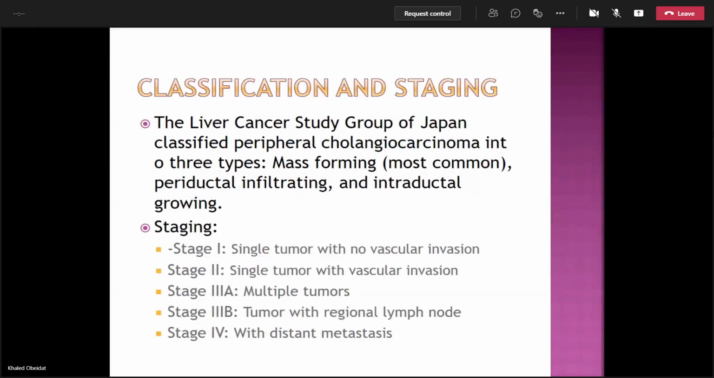This is a simple way of classification or staging for cholangiocarcinoma from Japan, and it was found to be reflected on prognosis. Stage 4, as usual, there are distant metastases. Stage 1, when we have a single tumor, no vascular invasion. Stage 2, single tumor with vascular invasion. Stage 3, when we have multiple tumors.